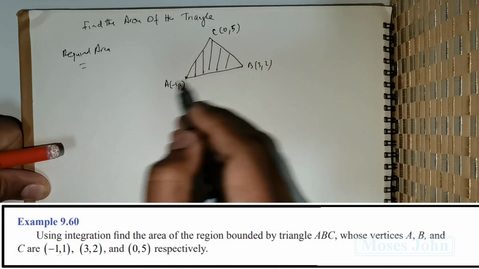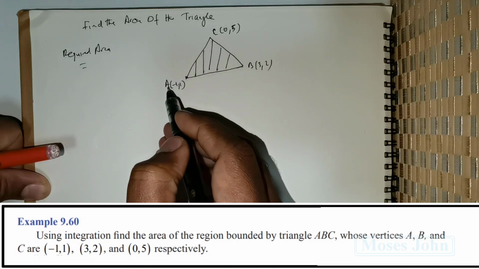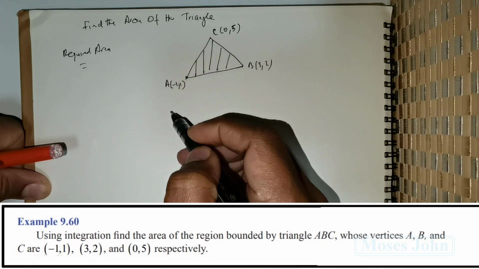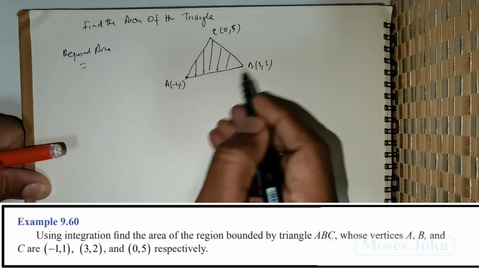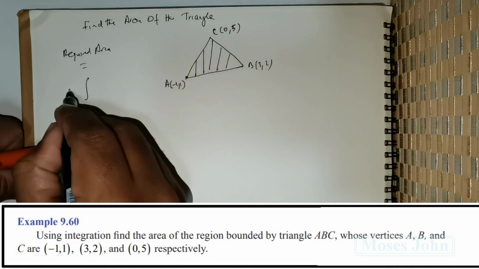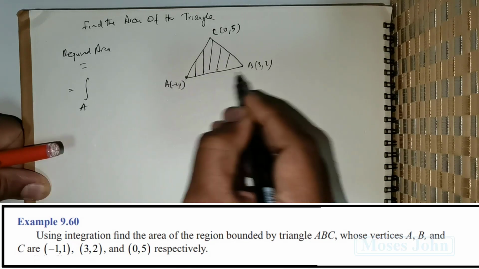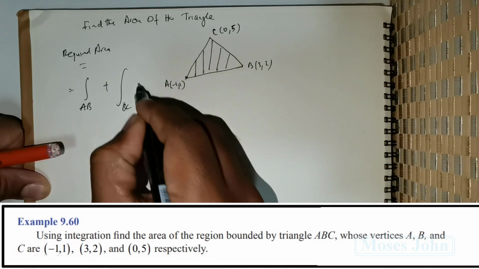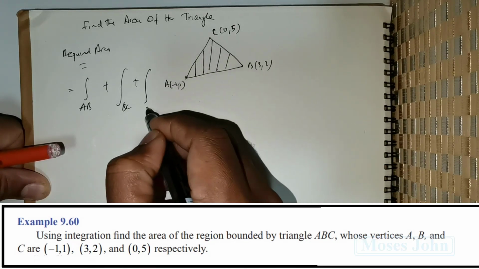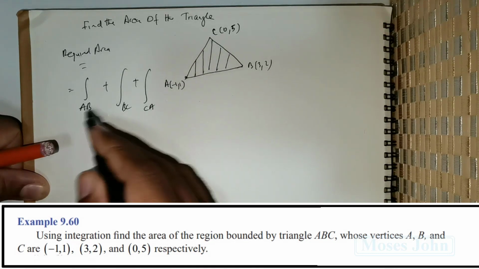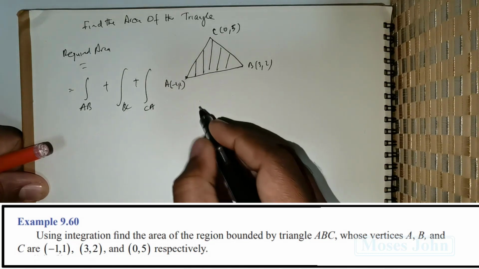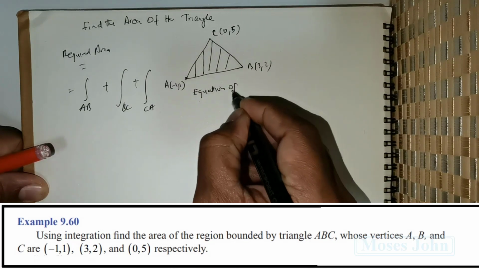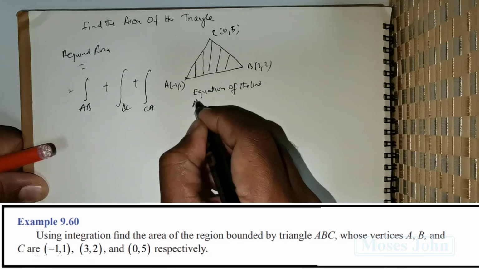would be, first we need to find the area going from A to B, right? So if we were to do that, it's going to be area along AB plus area along BC plus area along CA. So that would solve the requirement. Now let us find the equation of the line AB.